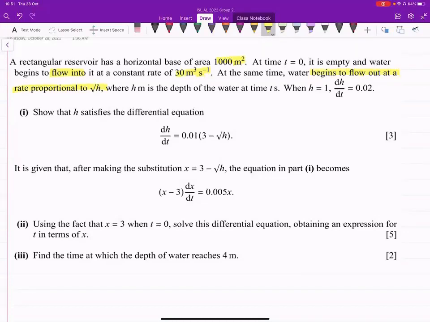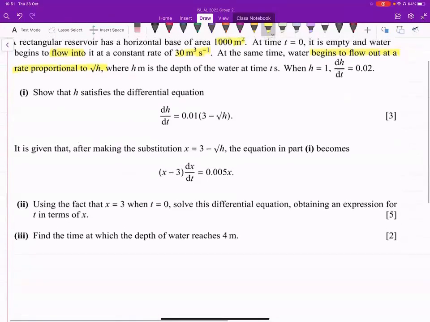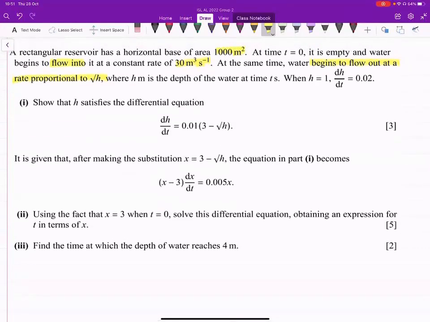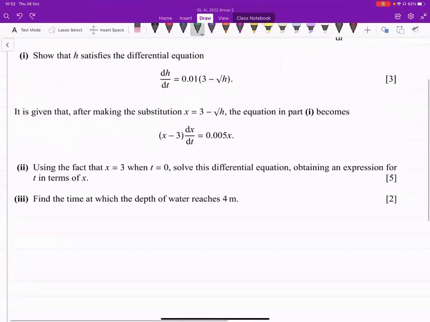Outflow का rate भी दिया हुआ है. There's some inflow, there's some outflow. H represents the depth of the water at time t seconds. So H is the height or depth of the water, and T represents the time. और हमारे पास कुछ specific values दी हुई हैं, show that H satisfies this particular equation. dH over dt is equal to this. अच्छा, we will go back and see कि हमारे पास relationship उसने क्या दिया हुआ था.